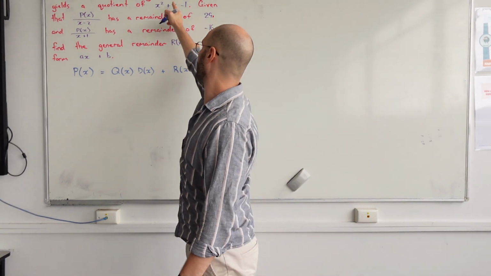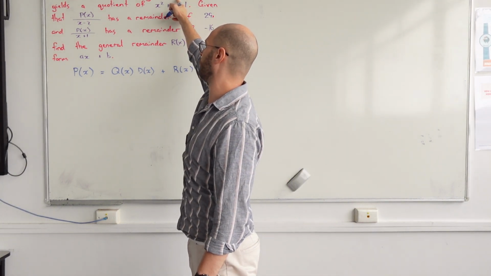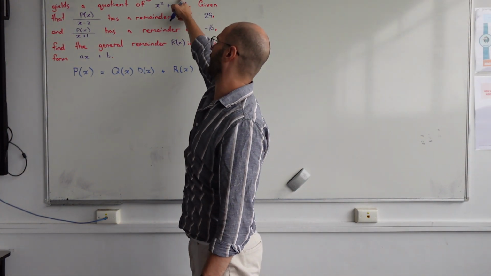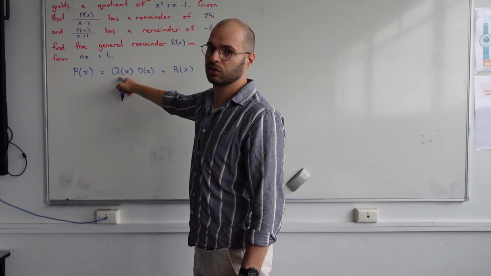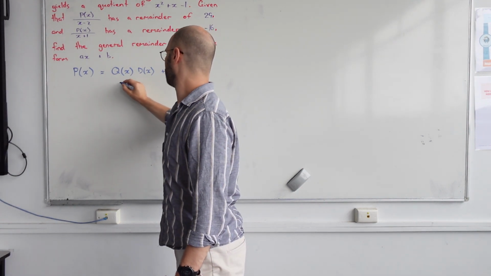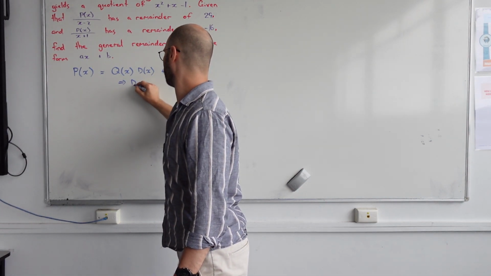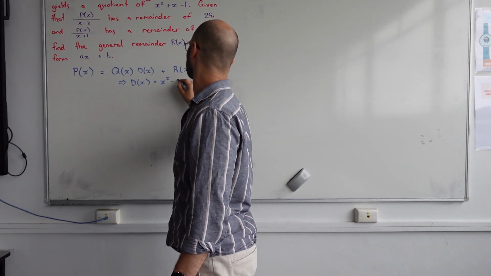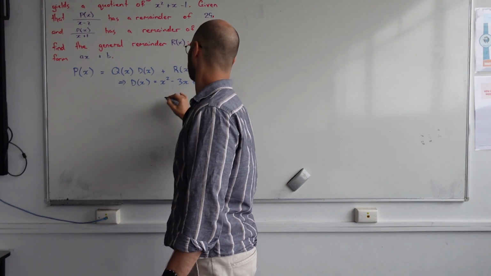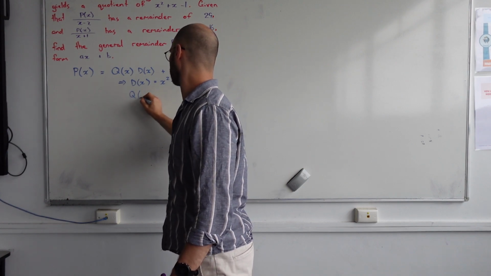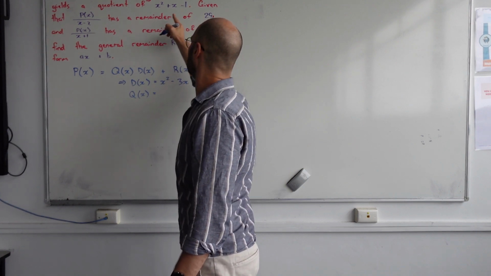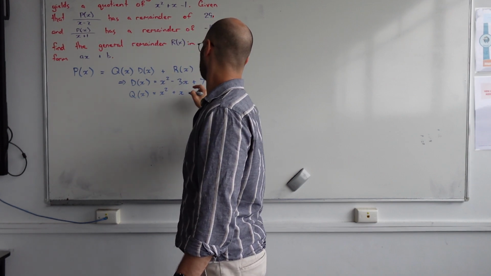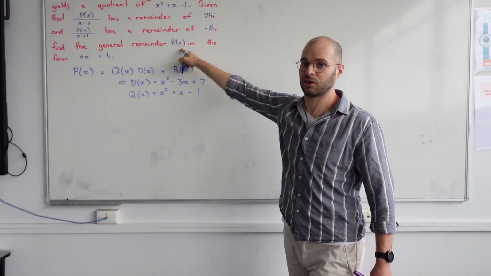No. But we know what the quotient and the divisor are. So it's divided by this guy, so d of x is actually that guy, and the quotient, q of x, is that guy. So we actually know d of x is x squared minus 3x plus 7, and q of x is x squared plus x, take 1. And obviously our r of x is unknown, isn't it?